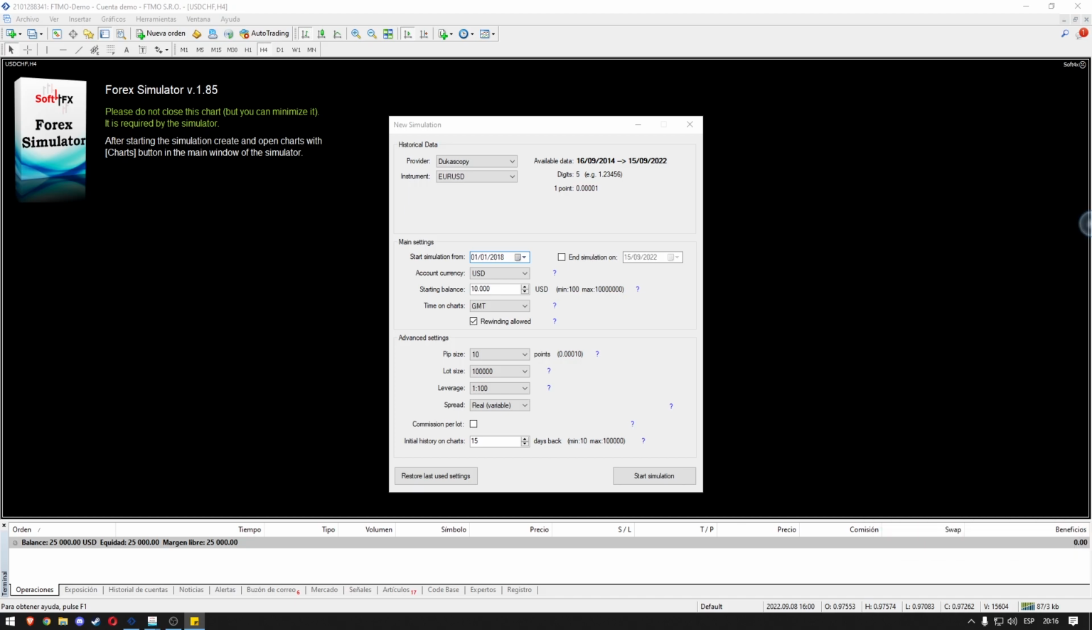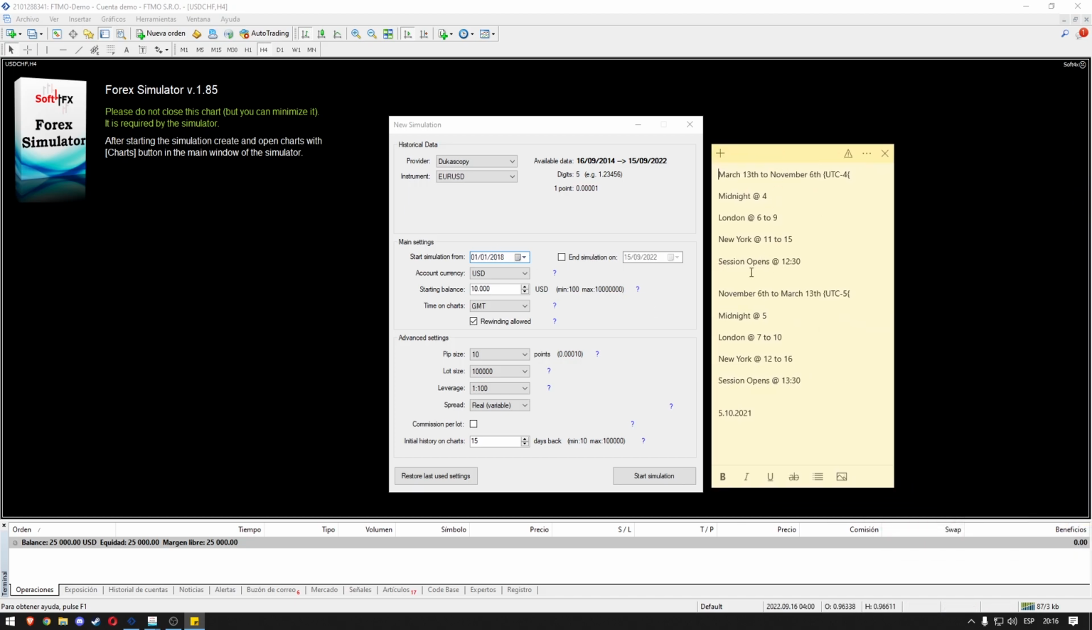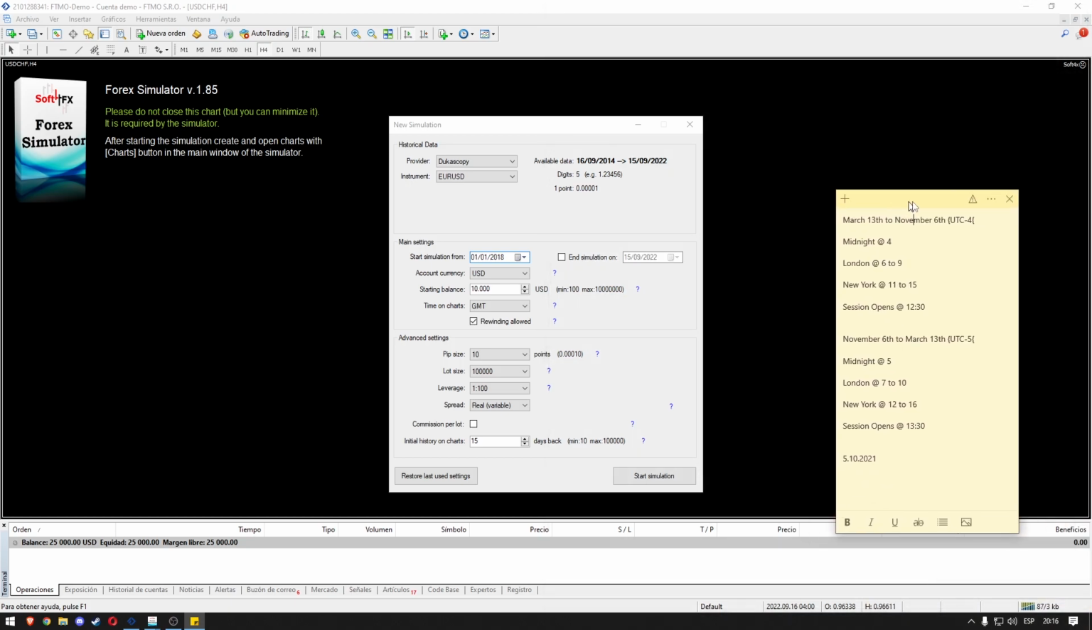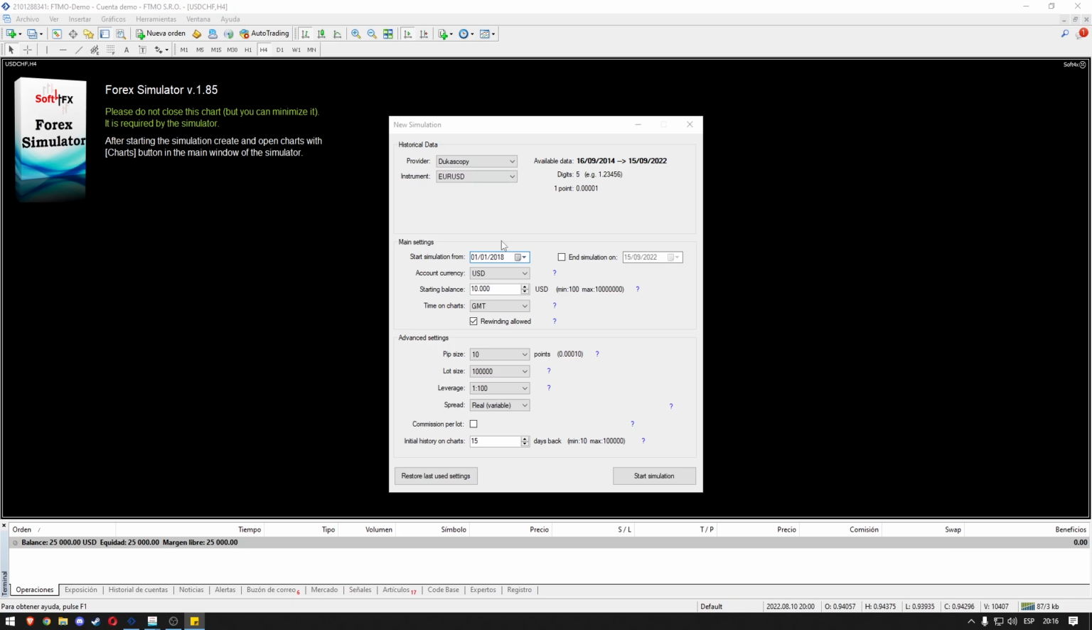So, when will we do it? Let's do it from March 13th to November 16th. Let's do it that way. Let's do it March 14th, so January, and so on. 13 is this. Let's do it from the 19th, which is a Monday. We'll begin with $20,000. Time on charts will be GMT.